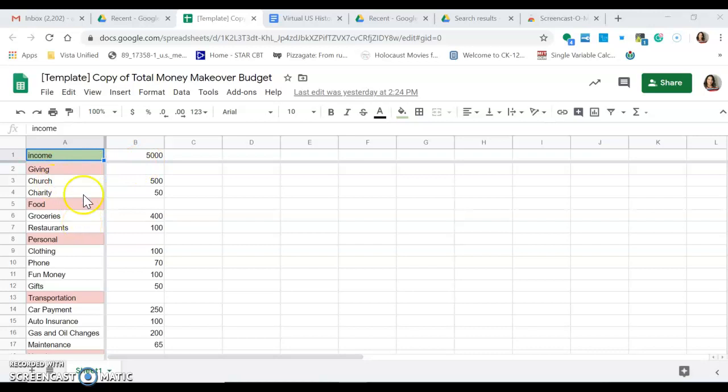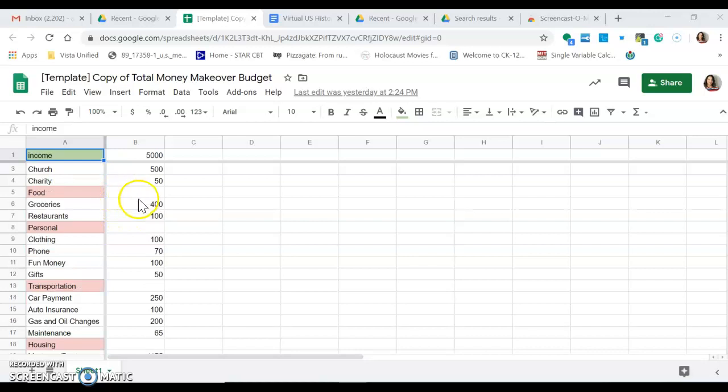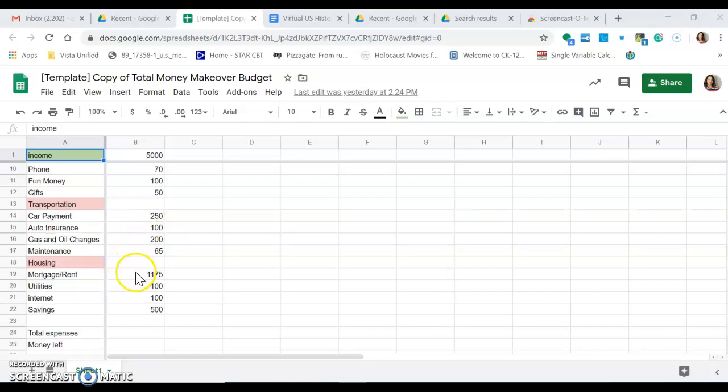So anyway, for each of these categories, you should have amounts that you're going to be spending. You can't have zero for groceries. You have to eat. You have to wear clothes. You have to pay for a phone. All these different things. So you should have these filled out. All of these should be filled out.